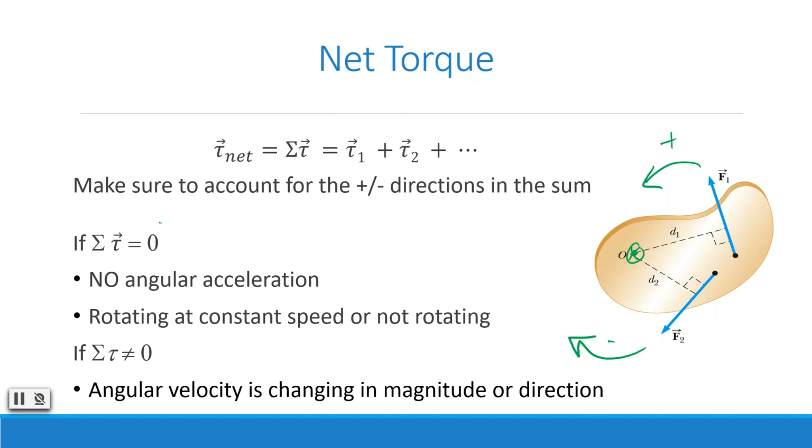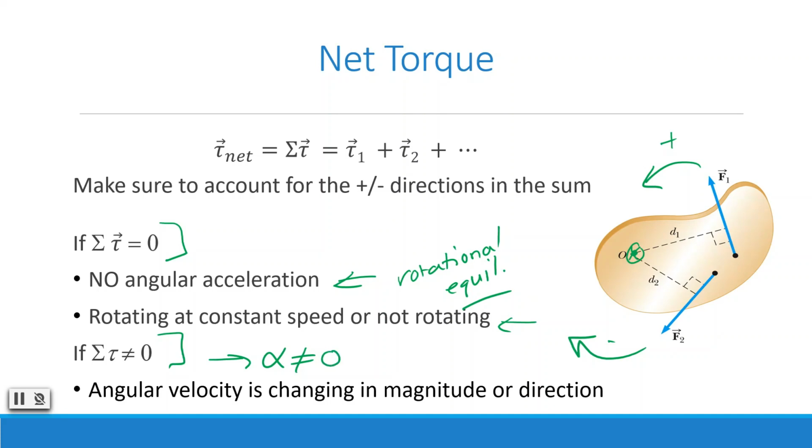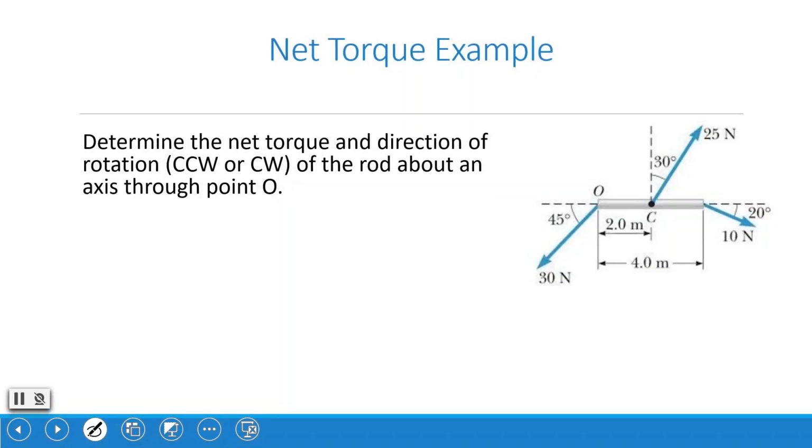So if our net torque is 0, then you have no angular acceleration. It means you're either rotating at a constant speed or not rotating at all. We would call this rotational equilibrium. If your net torque does not equal 0, you will have an angular velocity that is changing, which means you will have an angular acceleration. So your angular acceleration does not equal 0. So you will be changing angular speeds and/or directions around the circle.